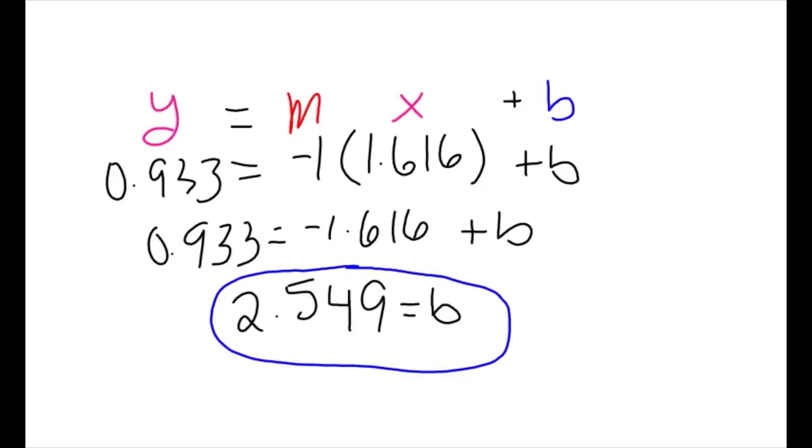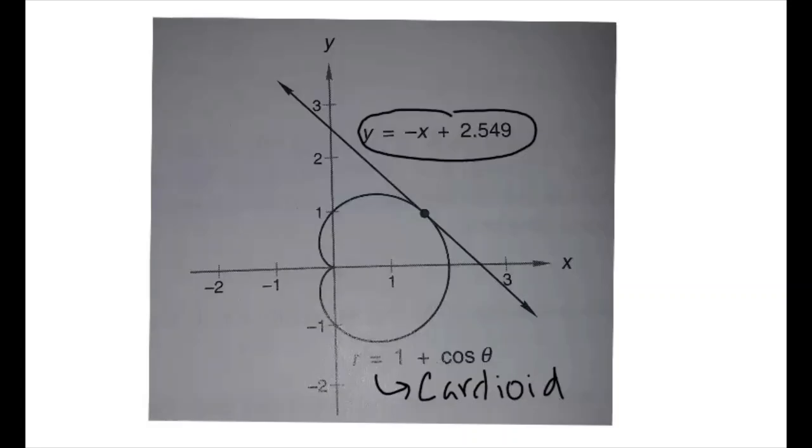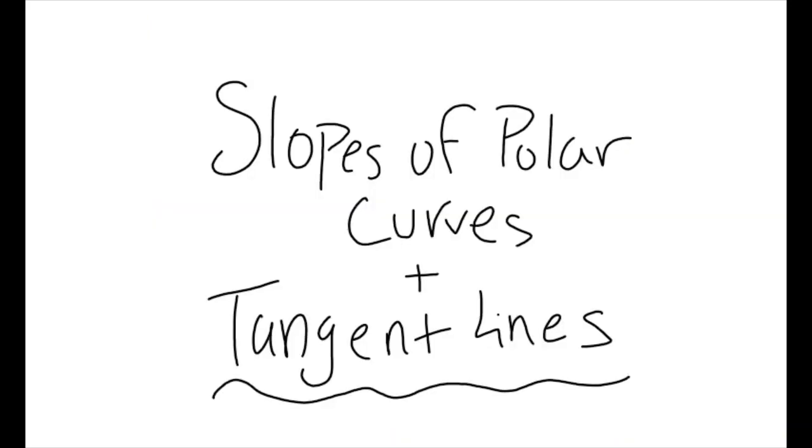Plugging the x and y values that we calculated back into the tangent line equation, we get b equaling 2.549. So our final equation of the tangent line is y equals negative x plus 2.549, with a graph looking like this, a tangent line touching the side of our polar curve, which is a cardioid. I hope this video helped you to understand how to find the slopes of polar curves and their tangent lines.